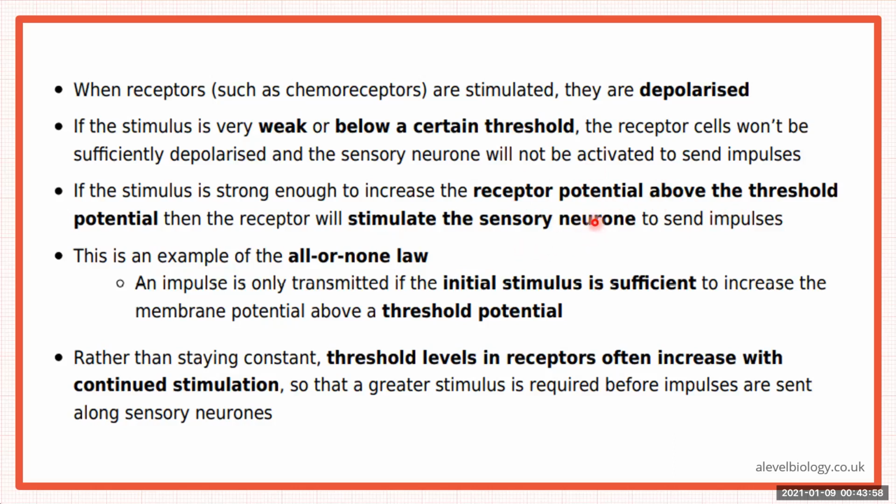So this is actually what we call the all or none law, right? So that's the threshold, it has to be above the threshold, okay? So only then the response impulse will be sent. If it is below the threshold, nothing would happen, right? So an impulse is only transmitted if the initial stimulus is sufficient to increase the membrane potential above a threshold potential, right? So these threshold levels, they're not constant at all, right? They often increase with continued stimulation. So you need a very great stimulus before any impulse is sent along the sensory neurons, right?